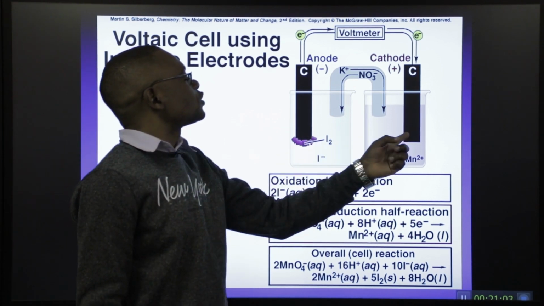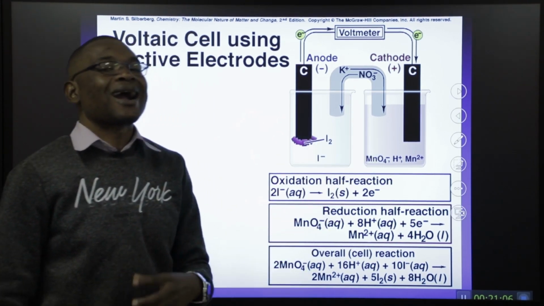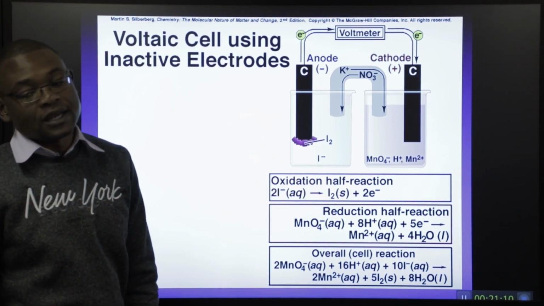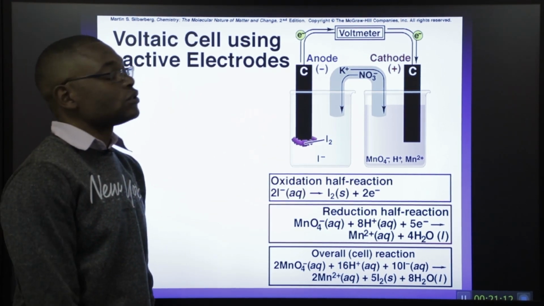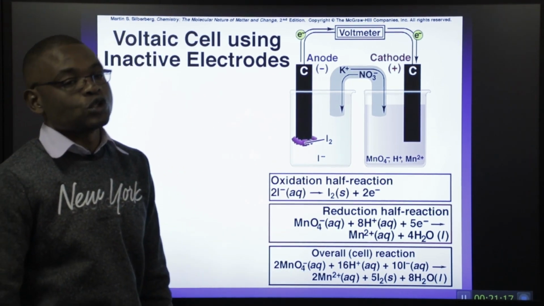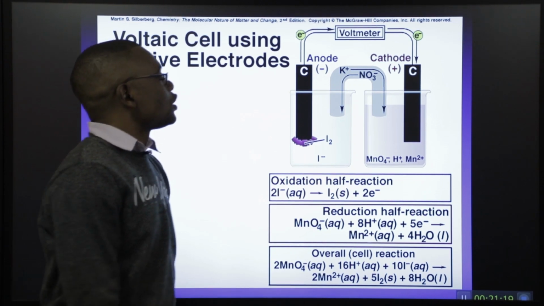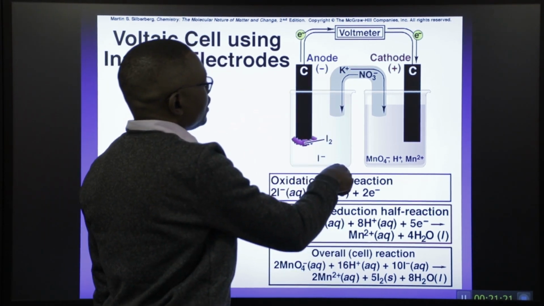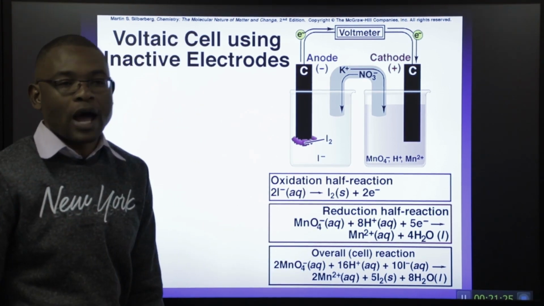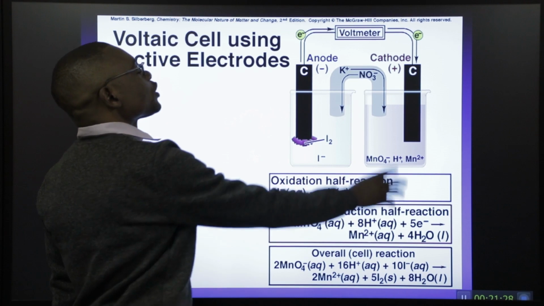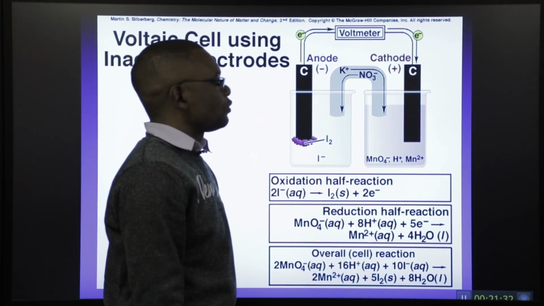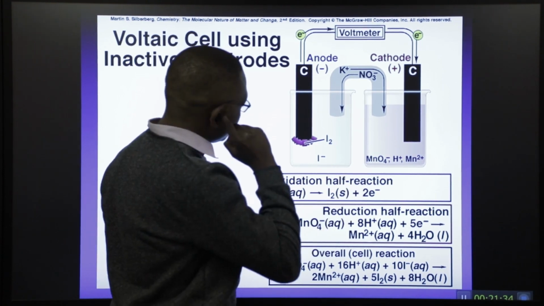So take, for example, where we are using carbon rods. We know that carbon is extremely stable. It does not react under ordinary conditions. So we don't expect the carbon to dissolve or to deposit. So look at this. In this solution, we've got iodide ions, while in the other one, we've got permanganate ions in an acidic environment.